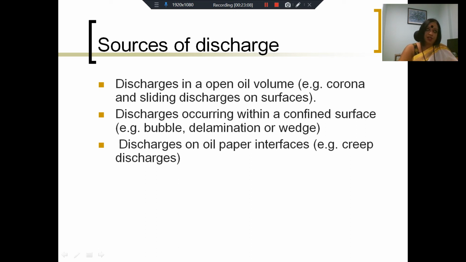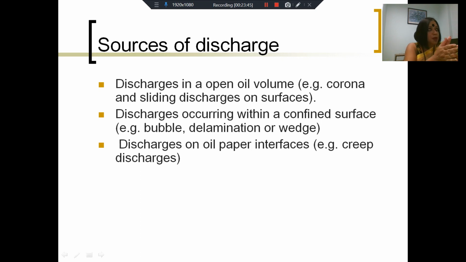Where you have insulation inside the transformer, or let's say in a gas insulated substation, you have a spacer. You also have similar interfaces, similar solid material inside the transformer, and inside the solid material there might be entrapped bubbles, and in those bubbles or in delaminations or in wedges, discharges might happen, in which case discharges may become much more difficult to estimate.